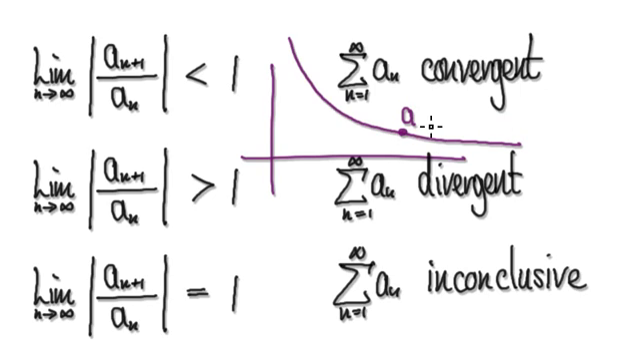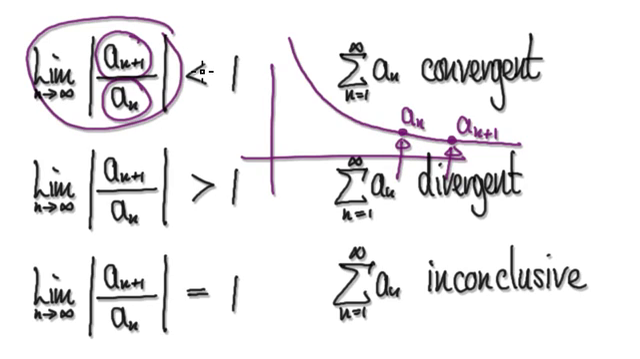Let's say your current term is an, and then your next term is an plus 1. So the ratio test is saying get your next term, divided by your current term. If the whole thing is less than 1, then you can conclude that the original series will converge.